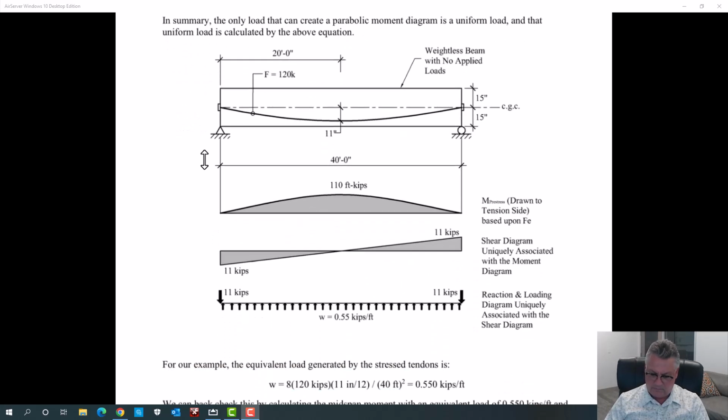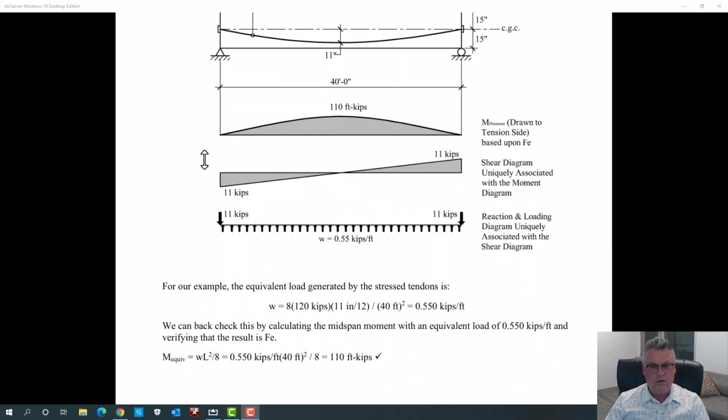shear diagram. We're going to try to do what we do as engineers. We like creating loads. We like working with loads.